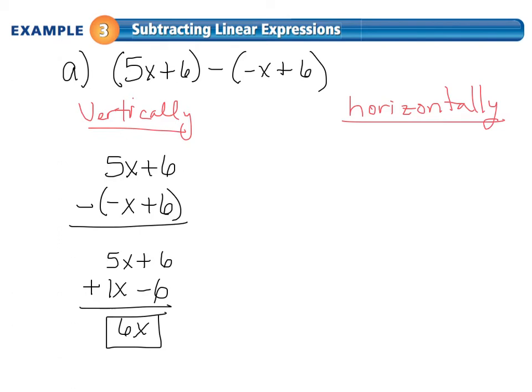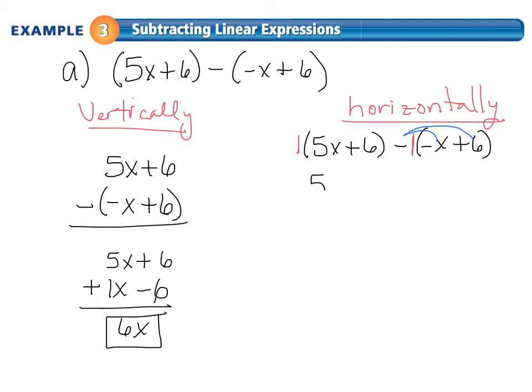Now, horizontally, we would simplify by distributing. Now, the distributive property shows us that there's a 1 here. Remember, there's always a 1 in front of anything when we multiply. There's also a 1 in front of here. But if you're distributing a positive 1, nothing changes. But here, you are distributing a negative 1. So you have to take negative 1 times negative x and negative 1 times 6.